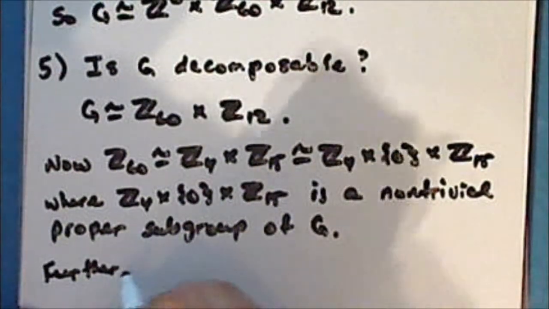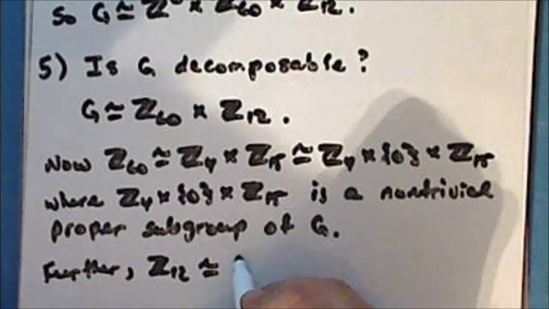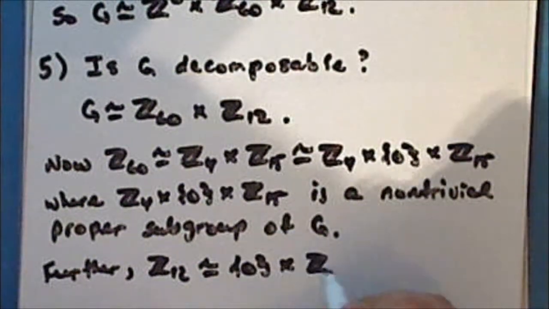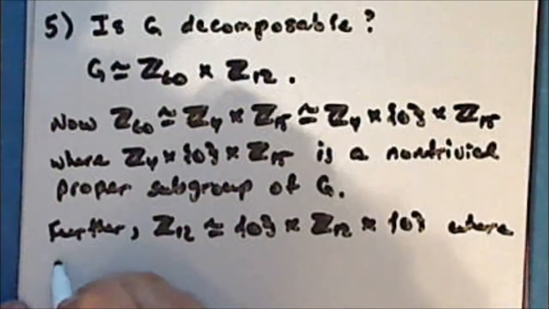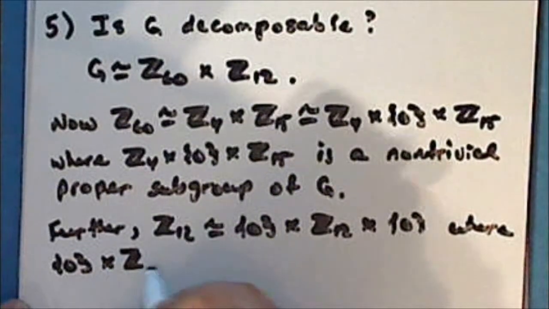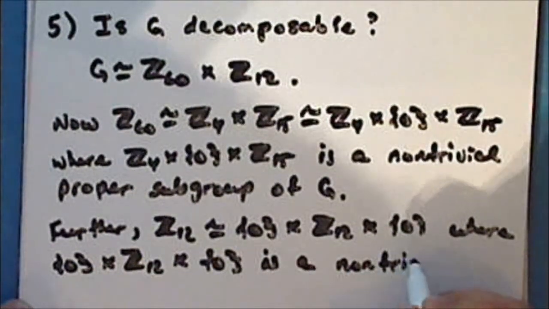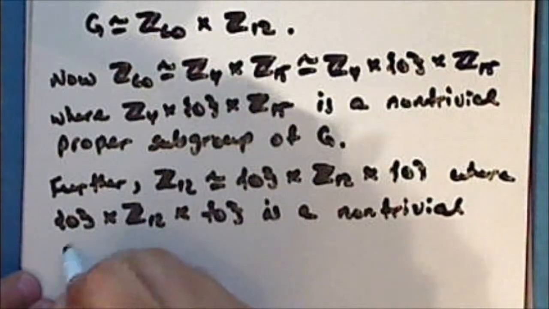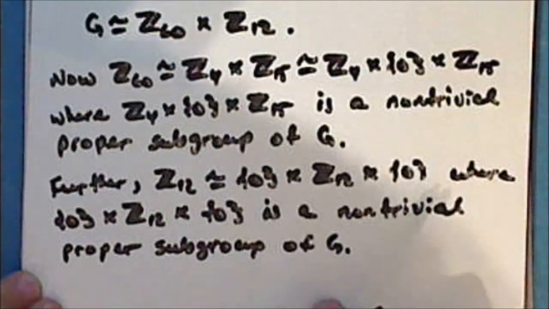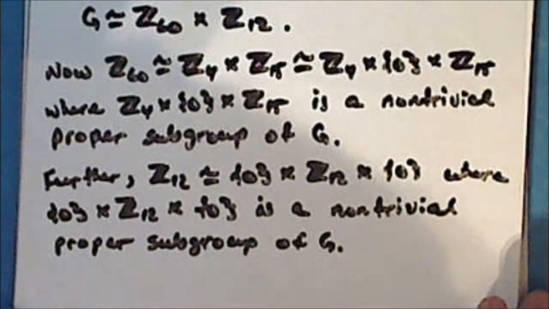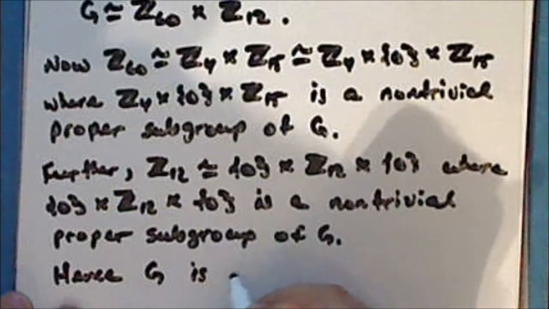Further, the integers modulo 12 is isomorphic to the product of the trivial group with the integers modulo 12 times the trivial group, where this product is itself a non-trivial proper subgroup of the group G. And so the group is isomorphic to the product of two non-trivial proper subgroups, and hence the group G is decomposable.